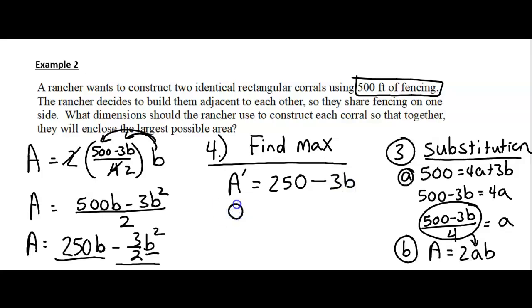And then we set the derivative equal to 0 so we can find the critical values. I'm going to add 3b to both sides. And then I'm going to divide both sides by 3.